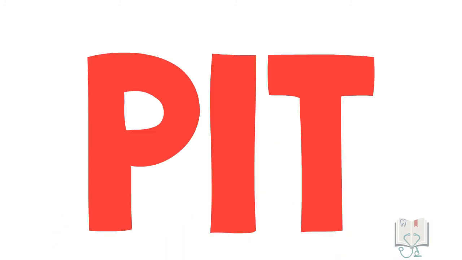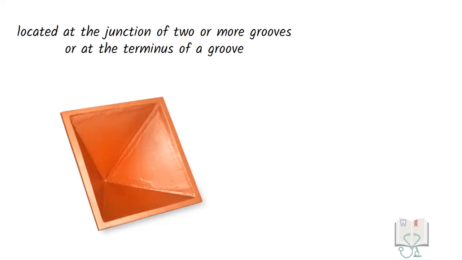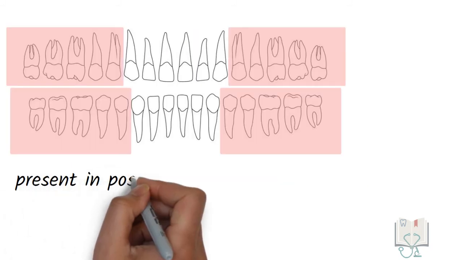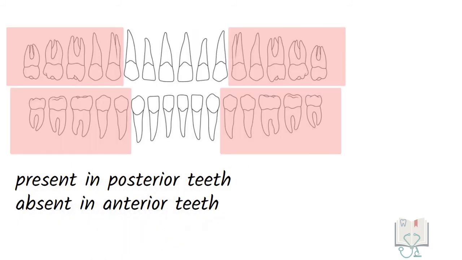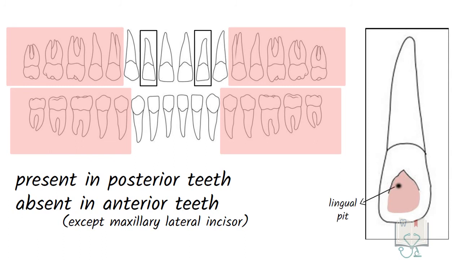Pit. A pit is a pinpoint depression on the surface of the crown. It is located at the junction of two or more grooves or at the terminus of a groove. They are seen in all posterior teeth and absent in anterior teeth. Again, except for maxillary lateral incisor where in lingual fossa a lingual pit may be present.